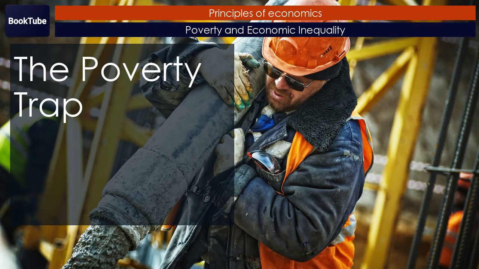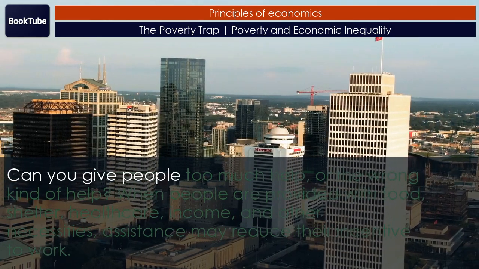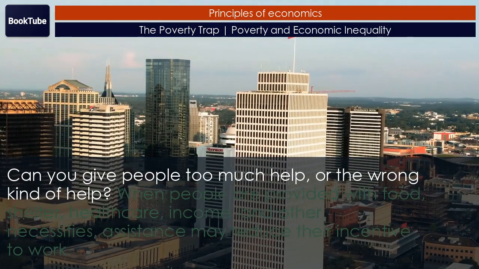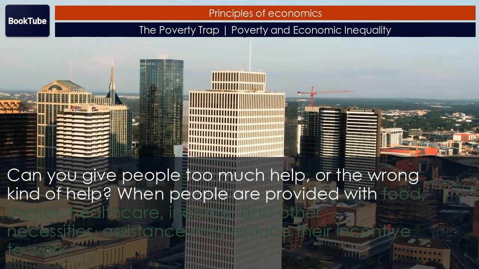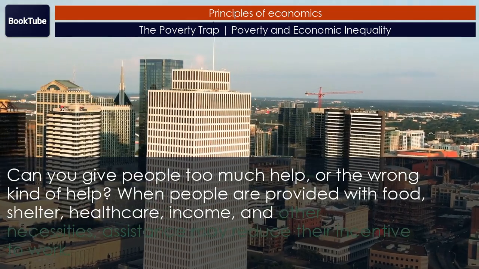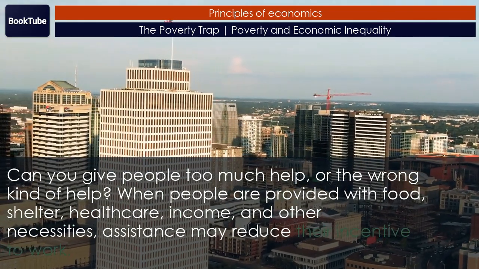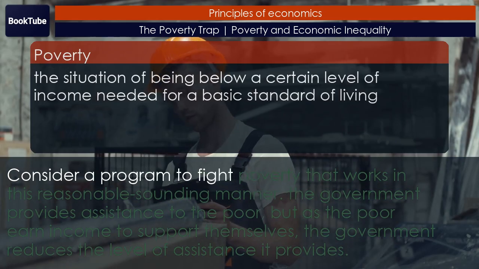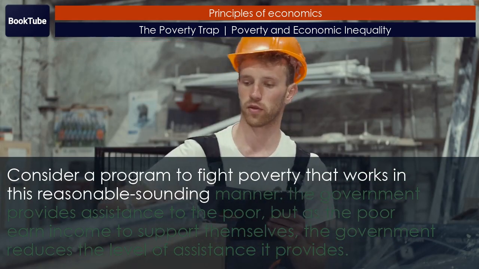The poverty trap. Can you give people too much help? Or the wrong kind of help? When people are provided with food, shelter, healthcare, income, and other necessities, assistance may reduce their incentive to work. Consider a program to fight poverty that works in this reasonable-sounding manner.